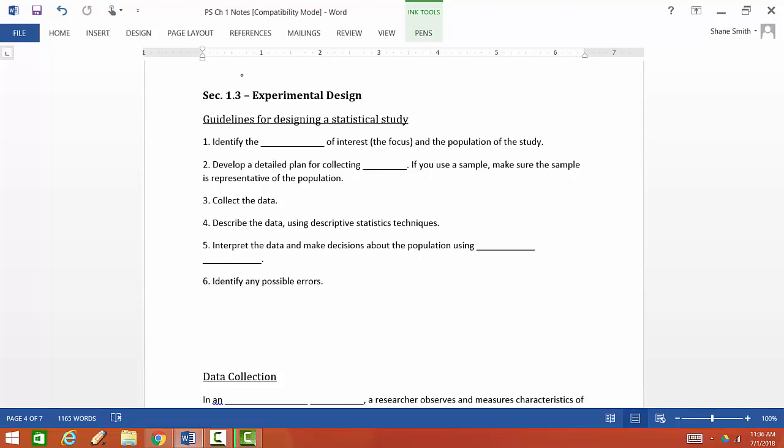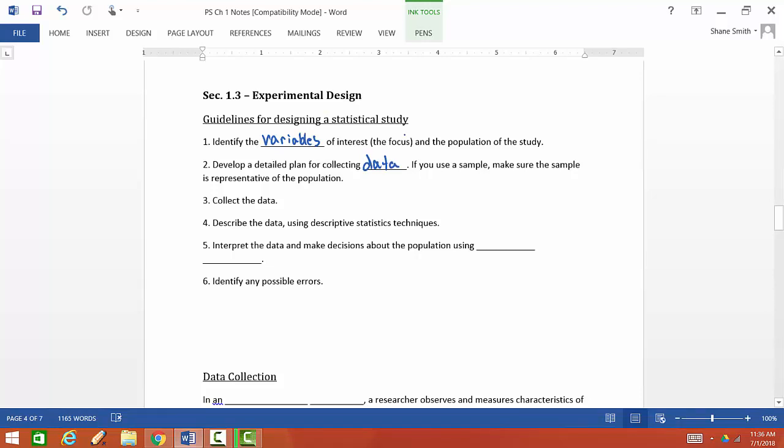So you'll have to do a project for this course, and you will have to be able to collect data on your own. And it's very important to collect data in an unbiased way, which I'll talk about in a little bit. So for now, let's just talk about the basic principles of designing a statistical study. So the first thing that we do is we identify the variables of interest, and we determine what do I want to know? What is the focus? What variable or data do I want to collect? And then we develop a plan for collecting the data.